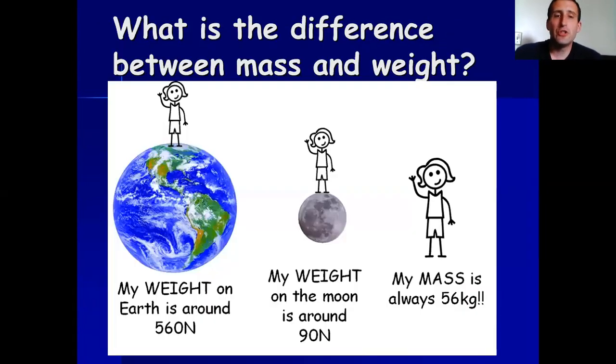So the video took you to the moon and pointed out that your mass is the same everywhere in the universe, but your weight changes depending on what the gravitational pull of your current location is, your current planet, your current object. So this person weighs 560 newtons on the Earth, but they only weigh 90 newtons on the moon. That's because the gravitational pull on the moon is 1/6 of what it is on Earth. If you go to Mars, it's 1/3 of what it is on Earth. If you go to Jupiter, it's 3 times what it is on Earth. It's different on different planets.